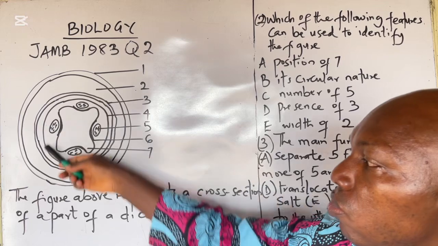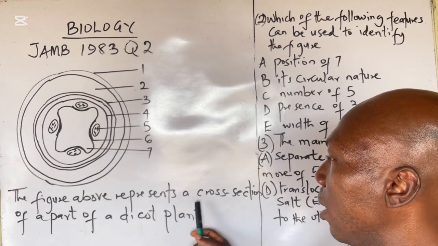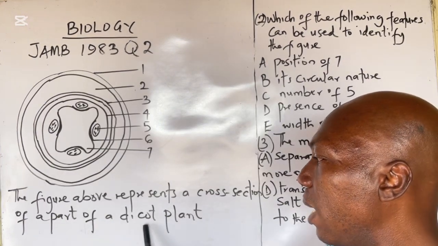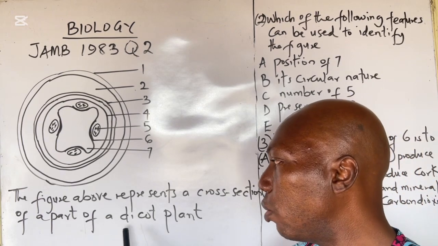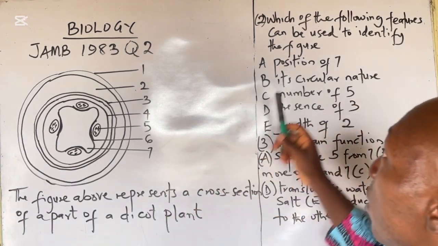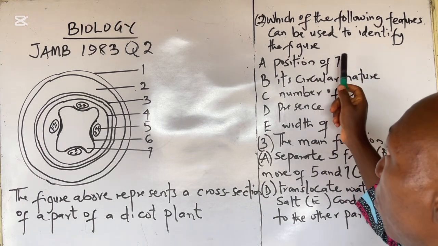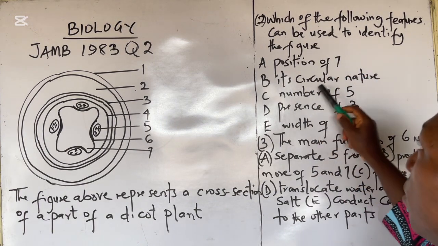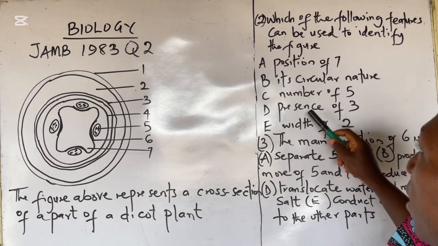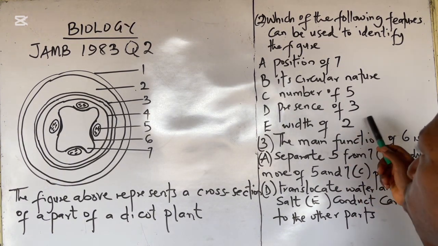So a diagram was drawn. The figure above represents the cross-section of a part of a dicot plant or dicotyledonous plant. They said, which of the following features can be used to identify the figure? Position of 7, the circular nature, number of 5, presence of 3, width of 2.